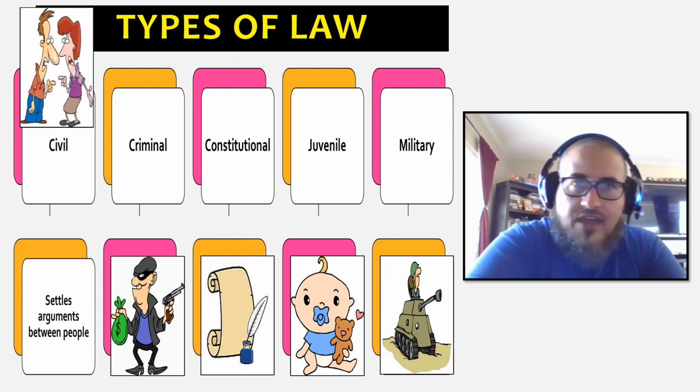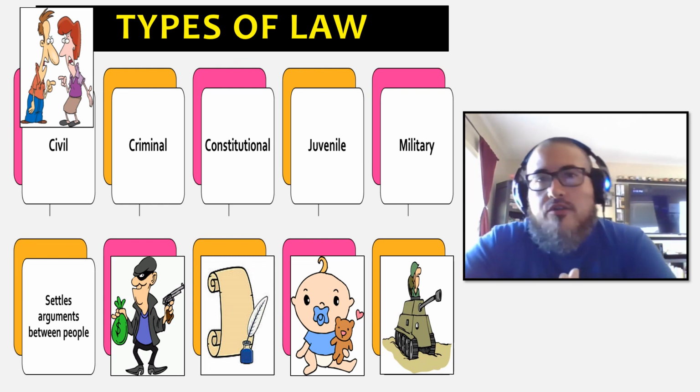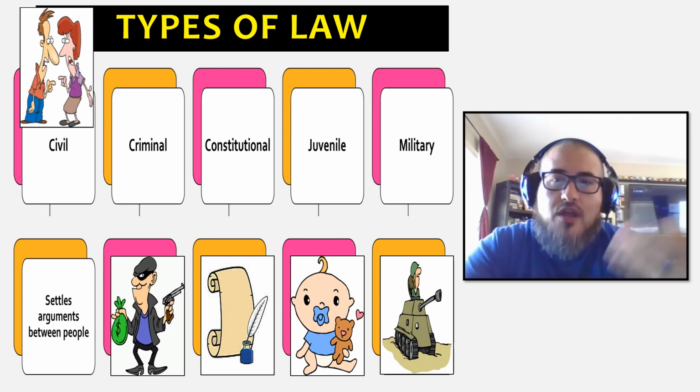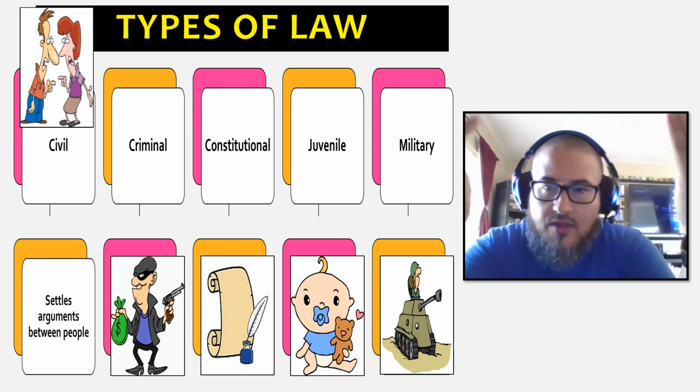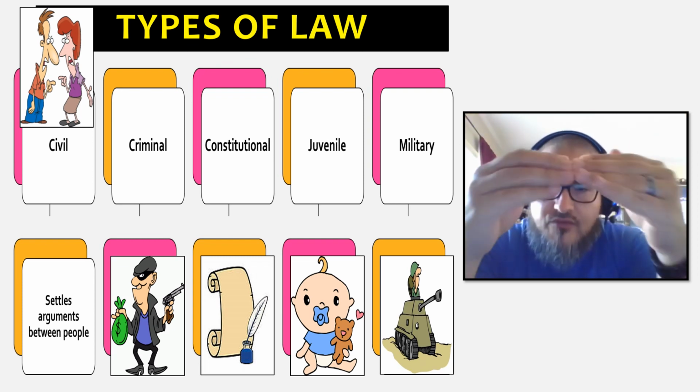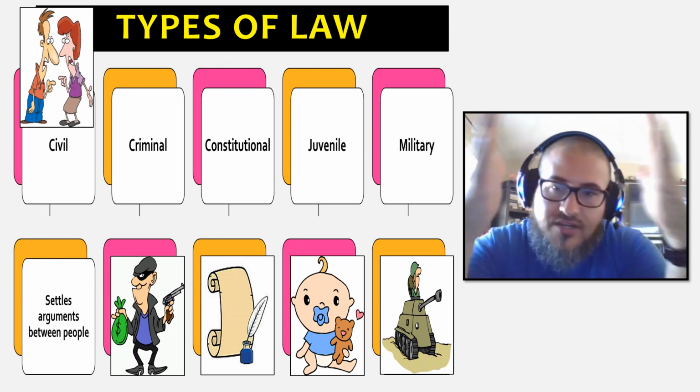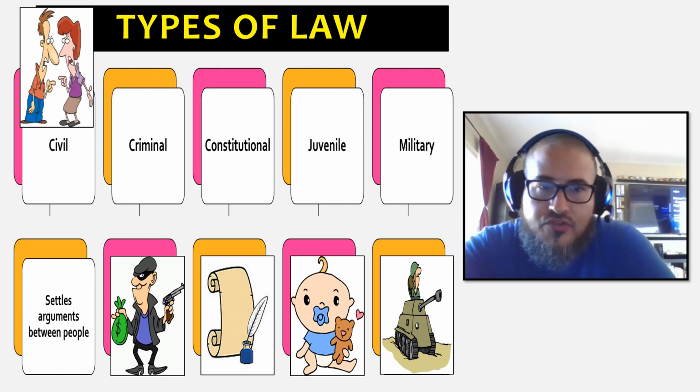You can think of Captain America: Civil War. There was a civil war between Iron Man on the one hand and Captain America on the other, and they were having an argument. They were having a dispute. So civil law is used to settle those types of disputes.